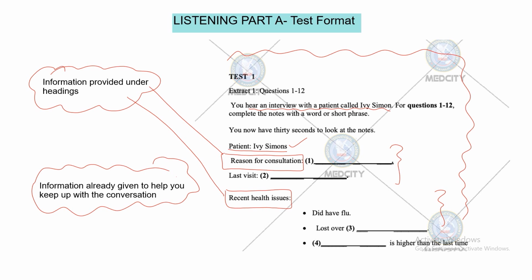Reason for consultation blank 1. Last visit is some information already given. Did have flu. Information is already given here. Then you have certain blanks. Certain parts are already given. This will help you to keep up or follow the conversation that you're listening to.